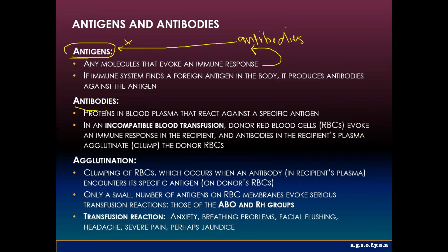Now, what about antibodies? Antibodies are proteins in the blood plasma that are produced and react against the antigen. I mentioned before, whenever we receive antigens, maybe other foreign cells or bacteria, viruses, then we will produce antibodies in order to remove or destroy this antigen.